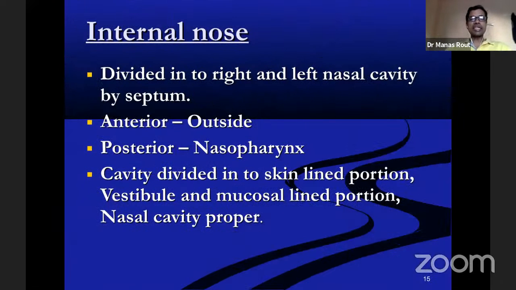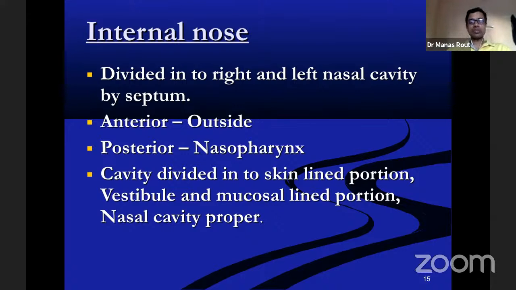Now coming to the internal nose. When we go to the internal nose or nasal cavity, it is divided into right and left nasal cavity by the septum. The septum is in the midline. It divides the nasal cavity into right nasal cavity and left nasal cavity. Now from anterior to posterior, the nasal cavity communicates outside through the anterior nares. Similarly, posteriorly there are the posterior nares, otherwise called choana, through which it communicates with the nasopharynx, the uppermost part of the pharynx.